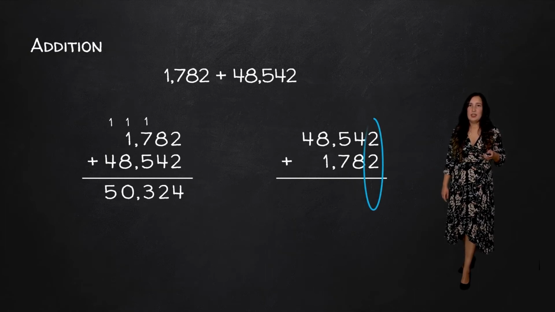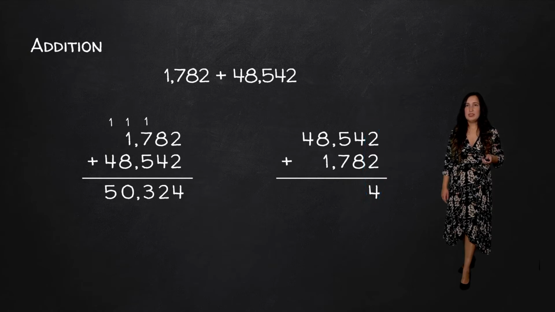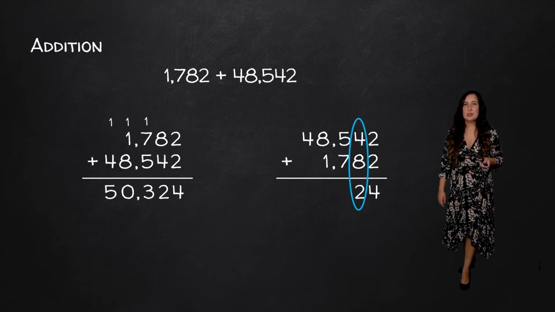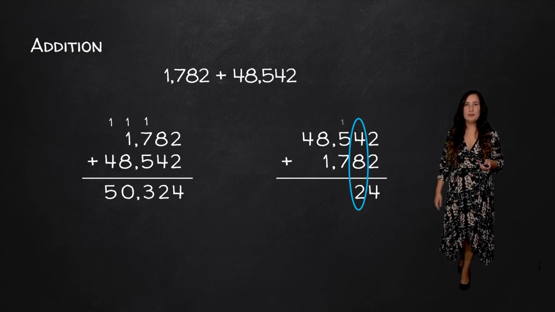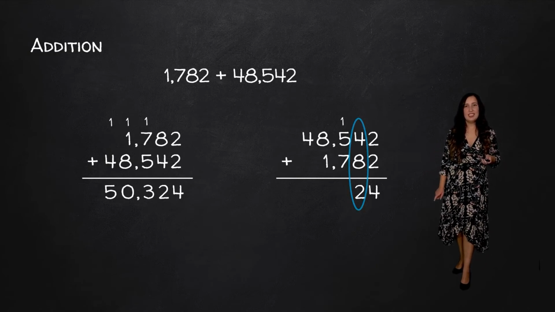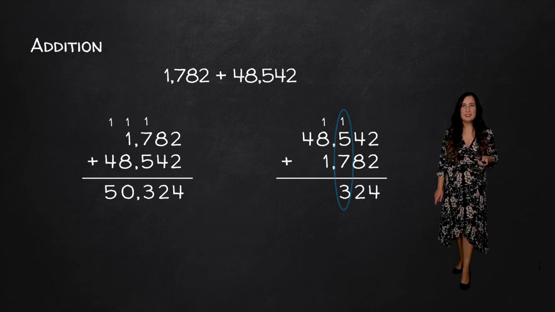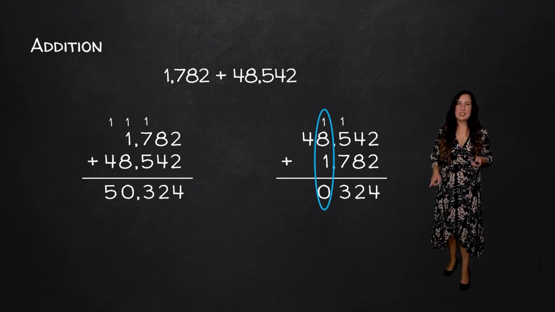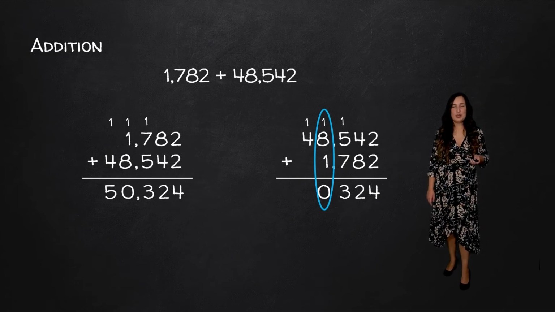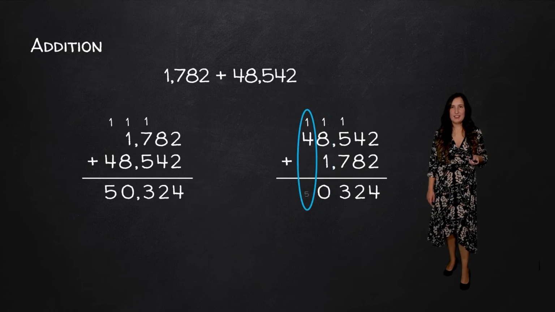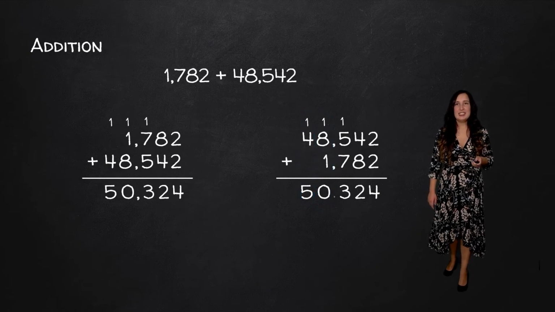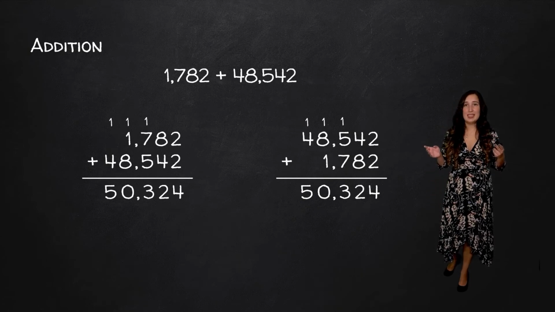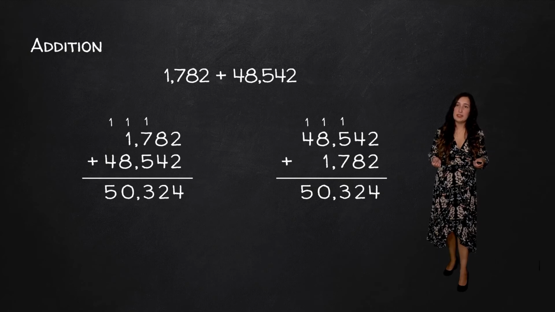So let's see if we get the same answer now. So 2 plus 2 is equal to 4. 4 plus 8 is equal to 12. Bring down the 2, carry over the 1. 1 plus 5 plus 7 equals 13. So we're going to bring down the 3, carry over the 1. And now we have 1 plus 8 plus 1, that equals 10. Bring down the 0, carry over the 1. And 1 plus 4 is equal to 5. So we're going to bring down that 5. And so here we could see that the order of the numbers in addition does not matter. We still get the same answer.